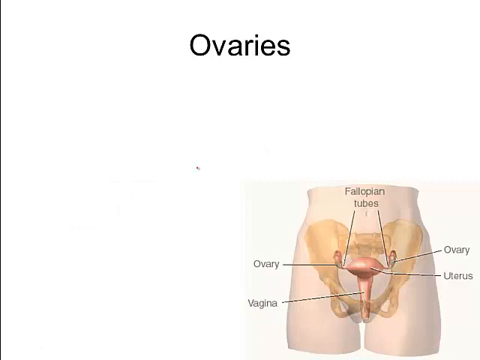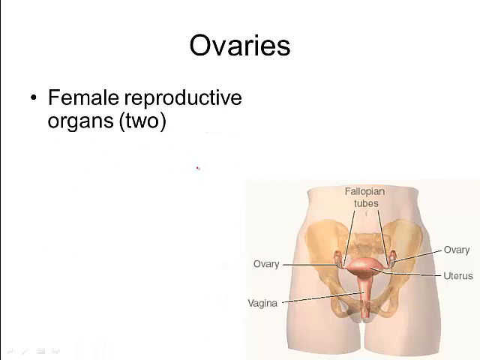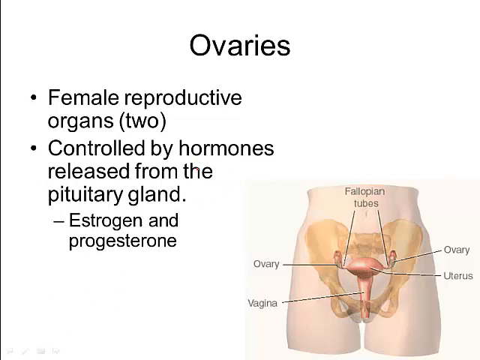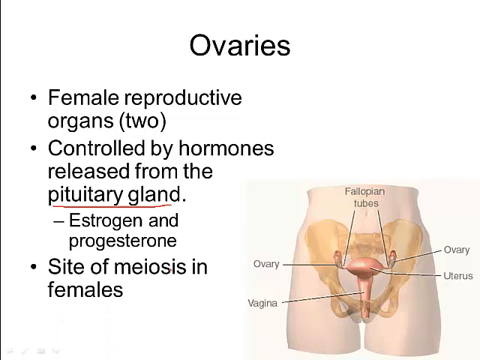So we're going to start by talking about the ovaries. These are your female reproductive organs. There are two ovaries, and they are controlled by hormones that are released from the pituitary gland. If you remember, the pituitary gland is in your brain. And that is going to help to control the release of estrogen and progesterone. Estrogen and progesterone will then tell the ovaries to do meiosis, and by doing meiosis, they will then make the eggs. So remember, the eggs are being made by the females, and that's going to happen in the ovary.